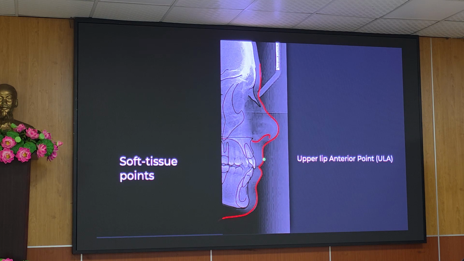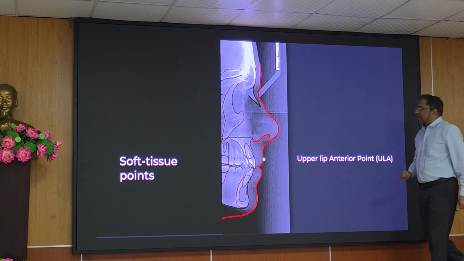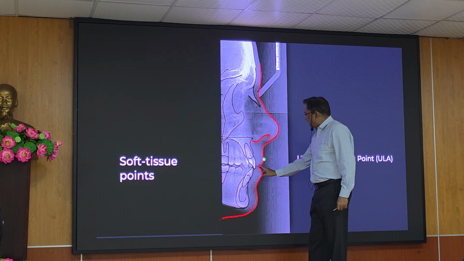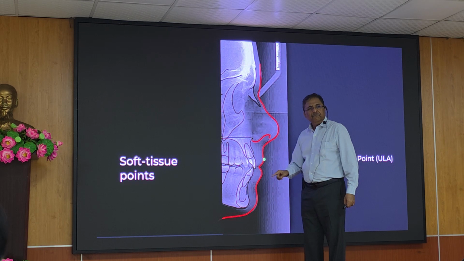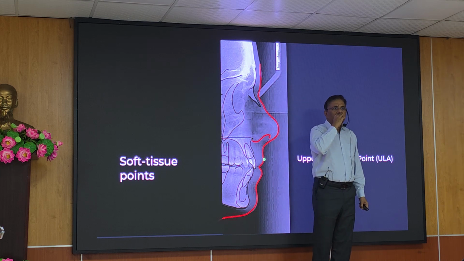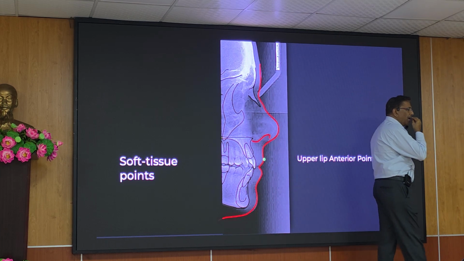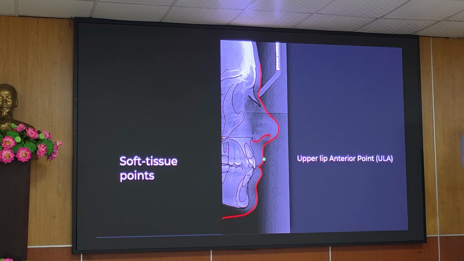And we come to the upper lip here. The most anterior point of the upper lip is called the upper lip anterior point, ULA. It is essentially where the vermilion border starts and the skin portion of the upper lip ends. There's usually a little ridge, a little groove there, and that point is called the upper lip anterior point.